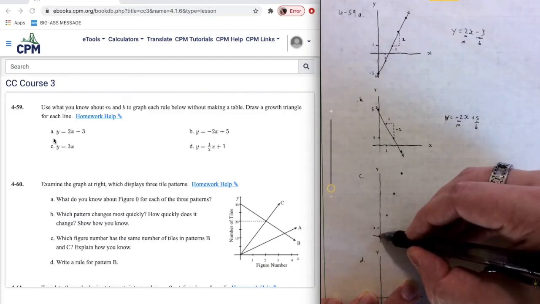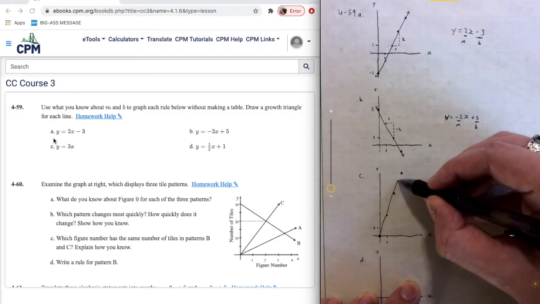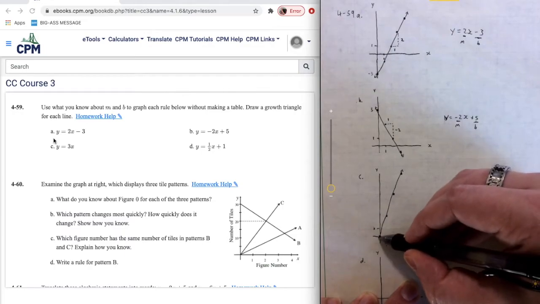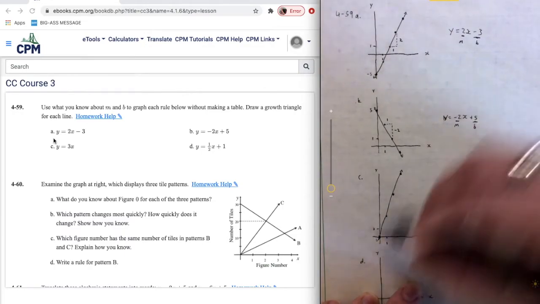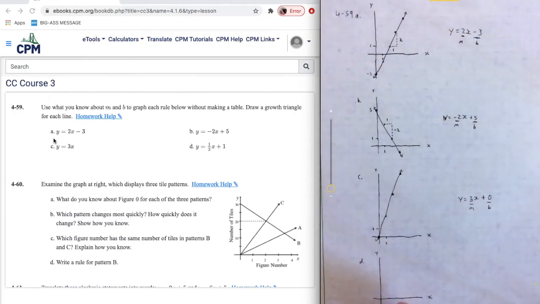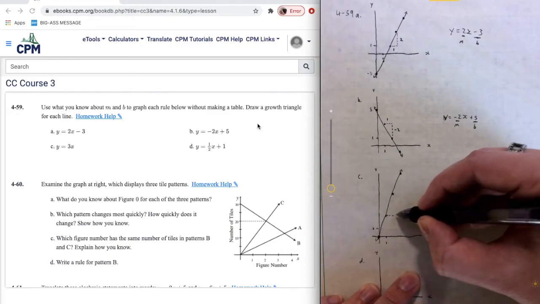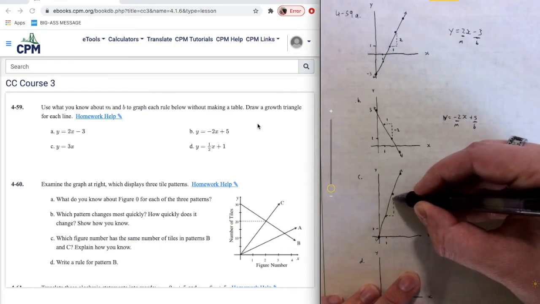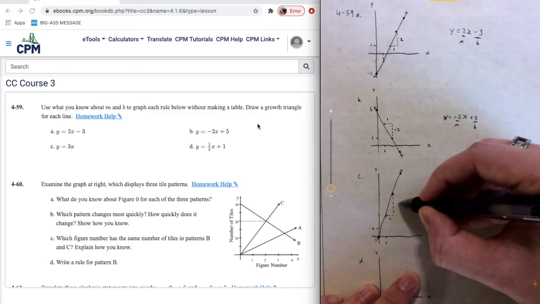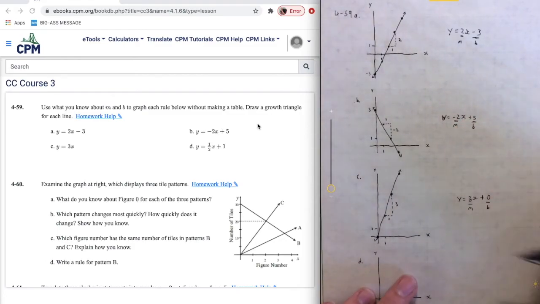We can draw a line connecting those points, a little arrow at each end to show that it will continue in each direction. And then it just asks for a growth triangle. And to do that, you can just find one of your points and show the dotted line of how we got to the next one. So we went across 1 and we went up 3. And that is the graph of y equals 3x.